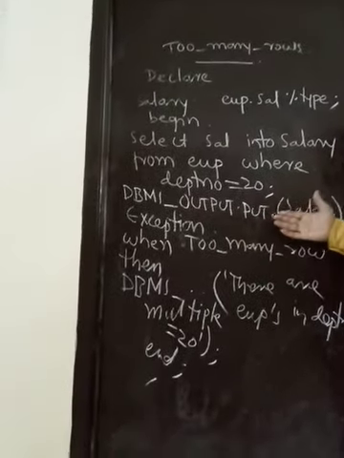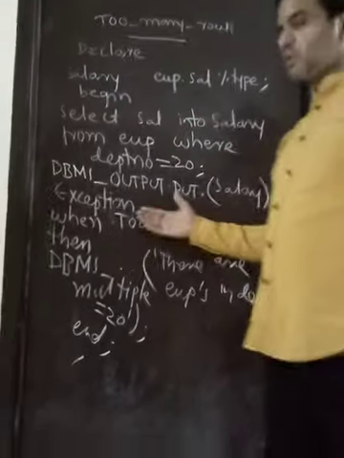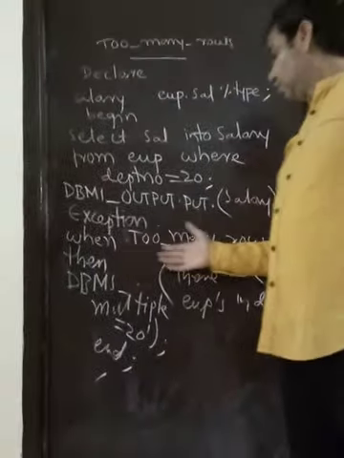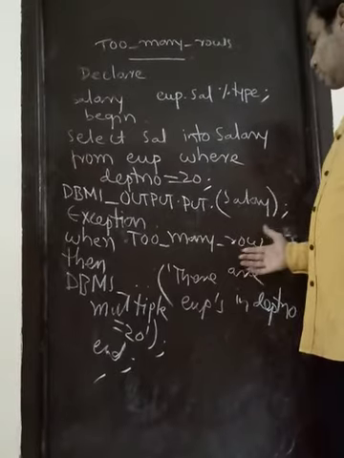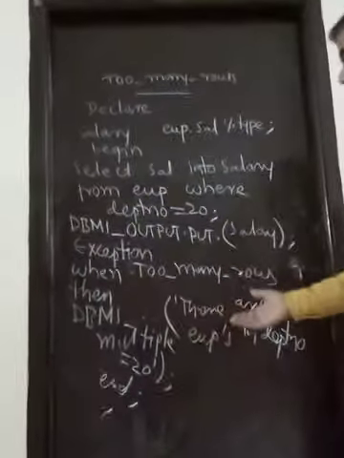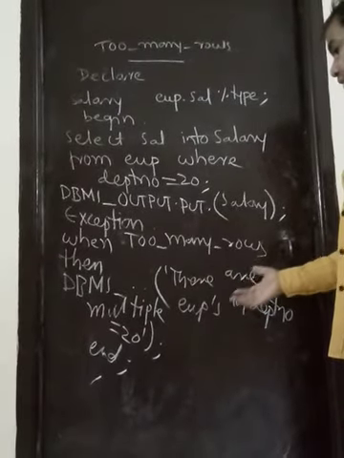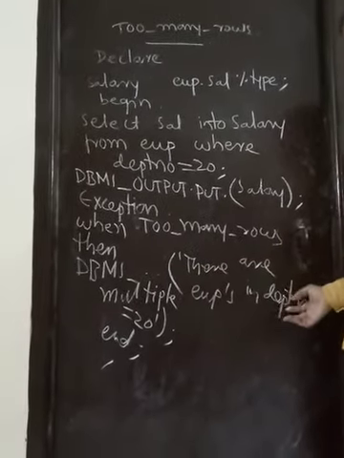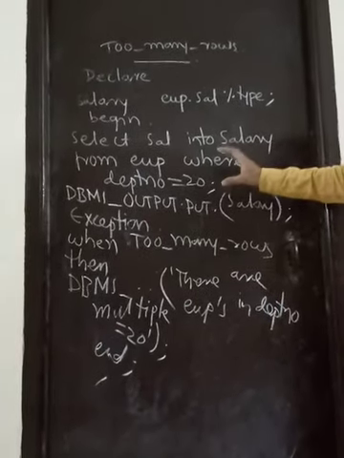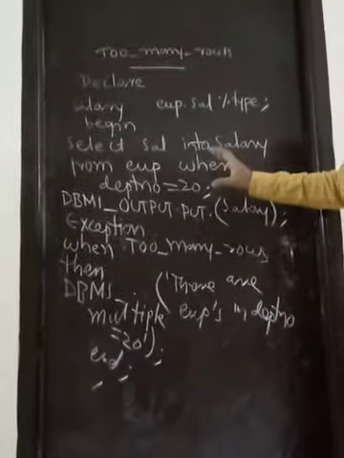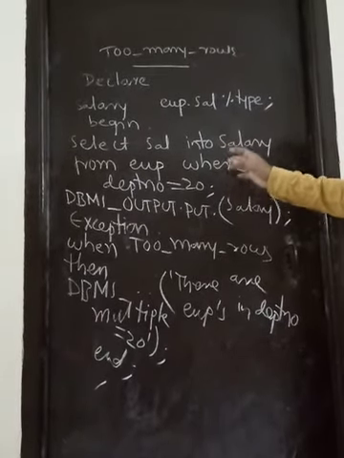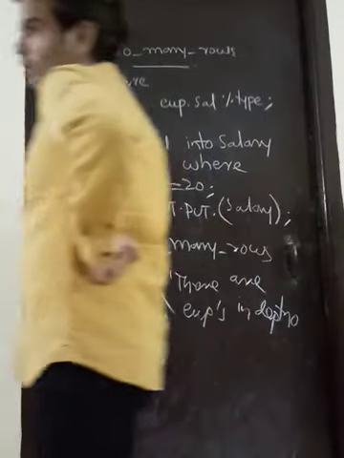If one row is there, it will display; otherwise the exception will be raised. In the exception section we write WHEN TOO_MANY_ROWS, then DBMS_OUTPUT.PUT_LINE: there are multiple employees in department number 20. Then we terminate with end. So this is a demonstration program on the predefined exception TOO_MANY_ROWS.